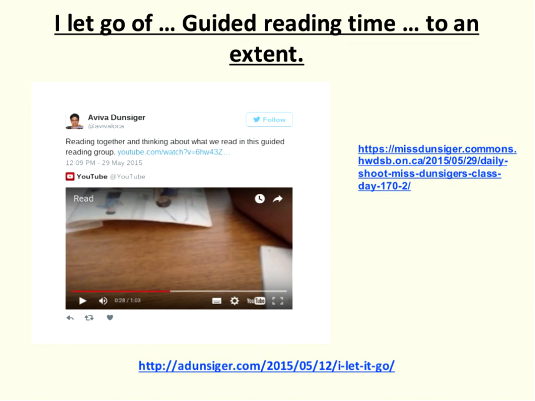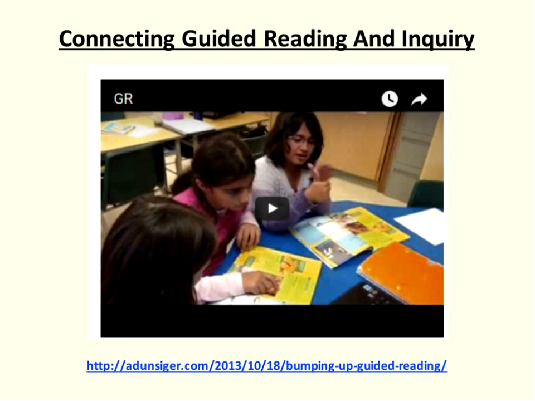I also let go of guided reading time, and I say to an extent because I have not given up on guided reading. But I made some choices in terms of who really needed a guided reading group and who could have reading that happened within the context of the learning that was happening. So maybe I sat and did more one-to-one or small group work within the learning instead of pulling a guided reading group. Again, I was re-exploring where the students were at to give more time to the students that needed it.